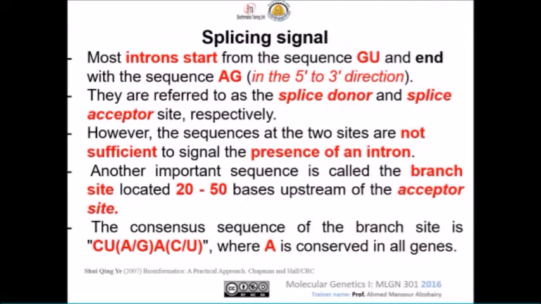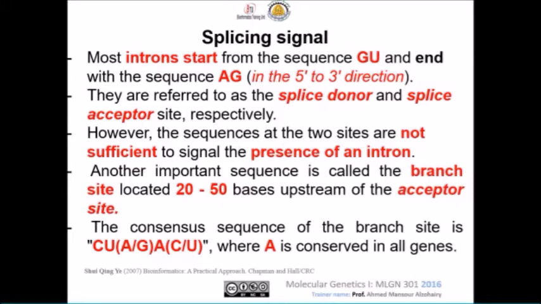So let's see what the splicing signal means. Most introns start with the sequence GU and end with the sequence AG. This is the signal that marks the start and the end of the intron, in the 5' to 3' direction. They are referred to as the splice donor, which is GU, and the splice acceptor, which is AG, respectively. However, the sequences at the two sites are not sufficient to signal the presence of an intron.